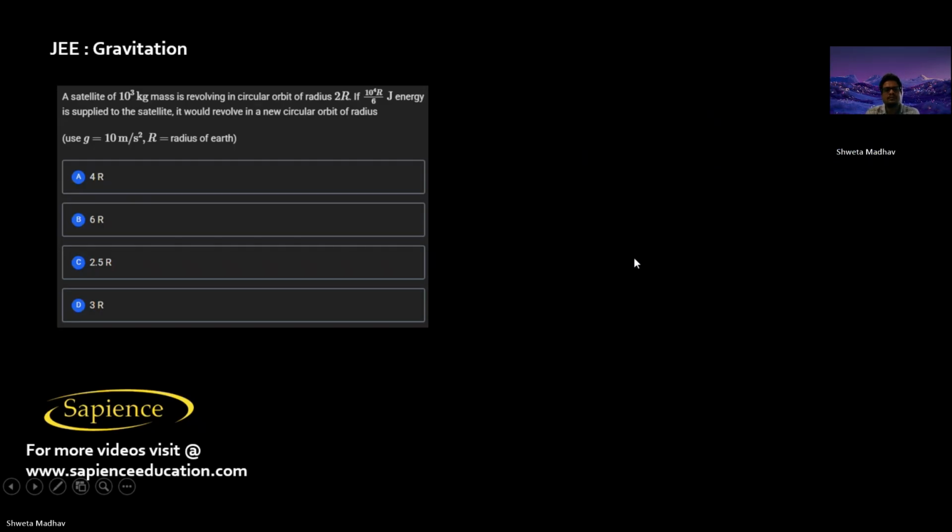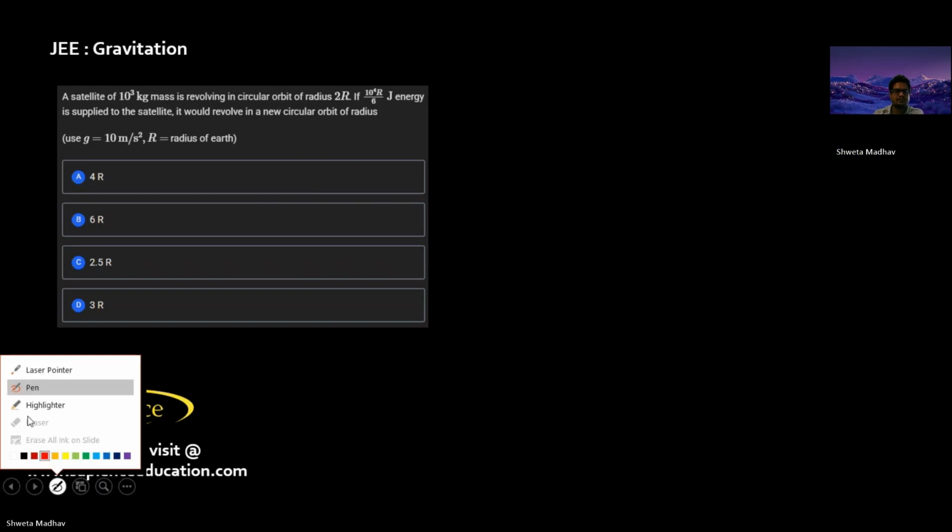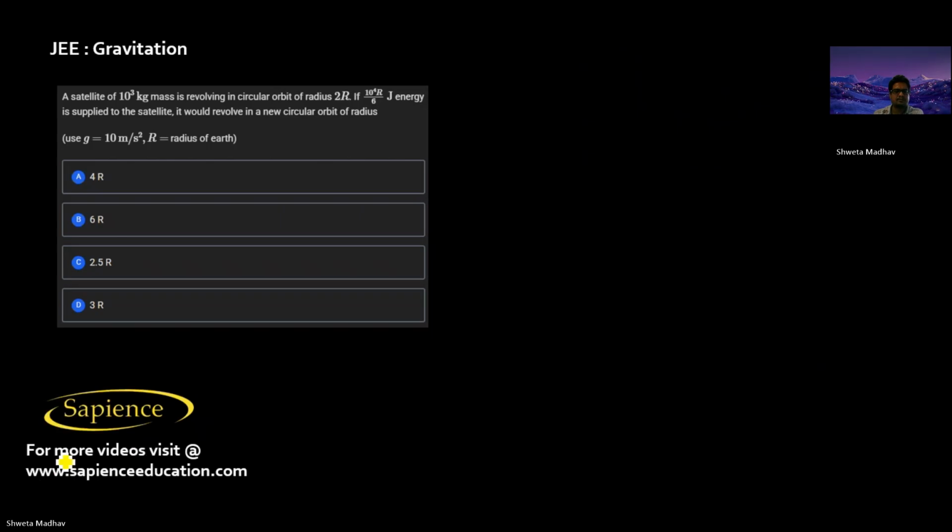So in the very first question, it has been told that a satellite of 10 power 3 kg mass is revolving in a circular orbit of radius 2r. If 10 power 4 r by 6 joule of energy is supplied to the satellite, it would revolve in a new circular orbit of radius how much? So it is revolving in a circle of radius 2r.